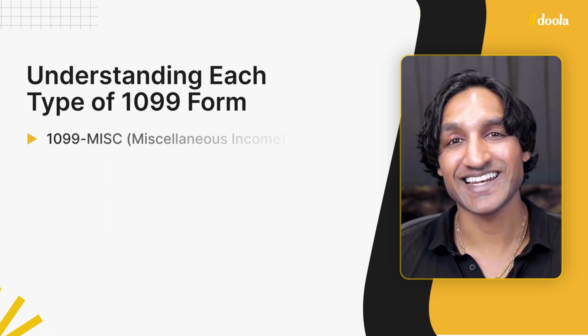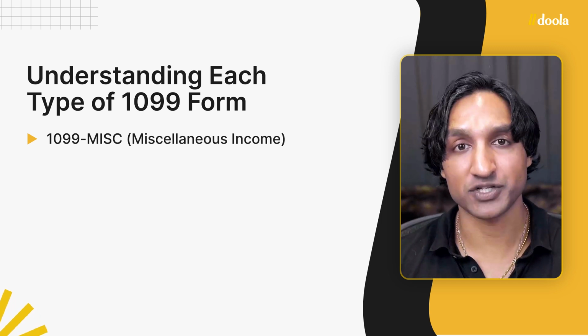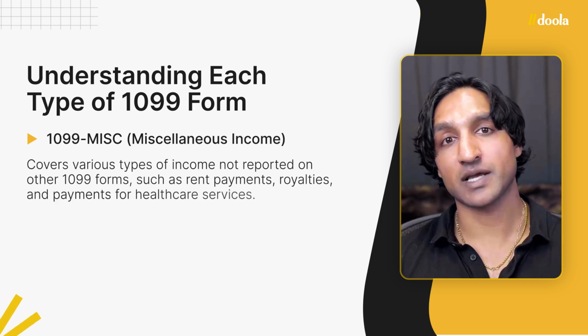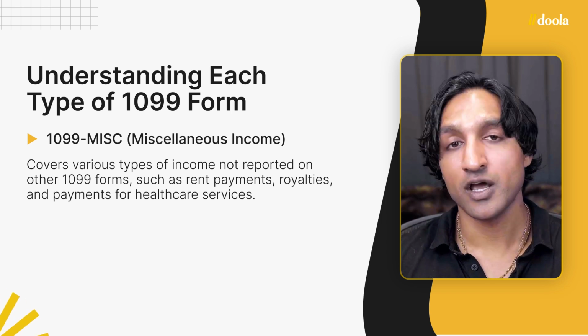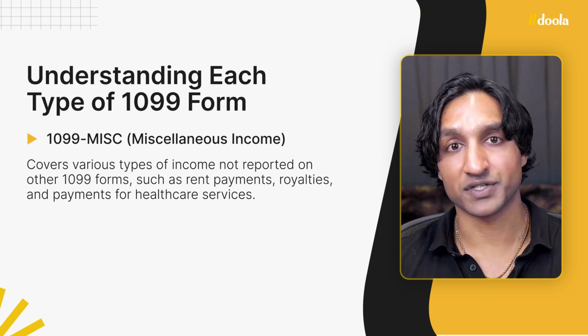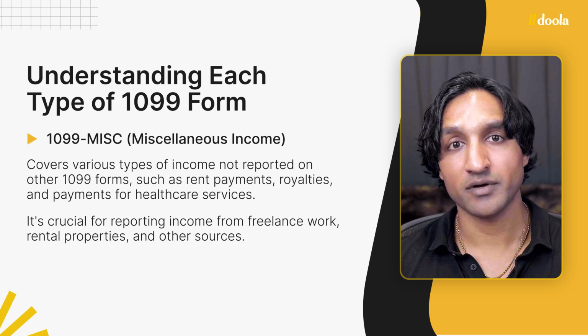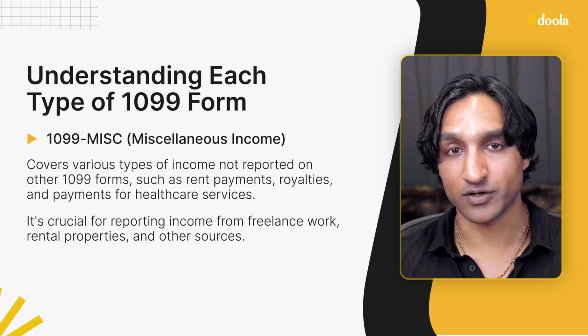Then there's the 1099-MISC, which stands for miscellaneous income. This covers various types of income not reported on other 1099 forms, such as rent payments, royalties, and payments for healthcare services. It's crucial for reporting income from freelance work, rental properties, and other sources.